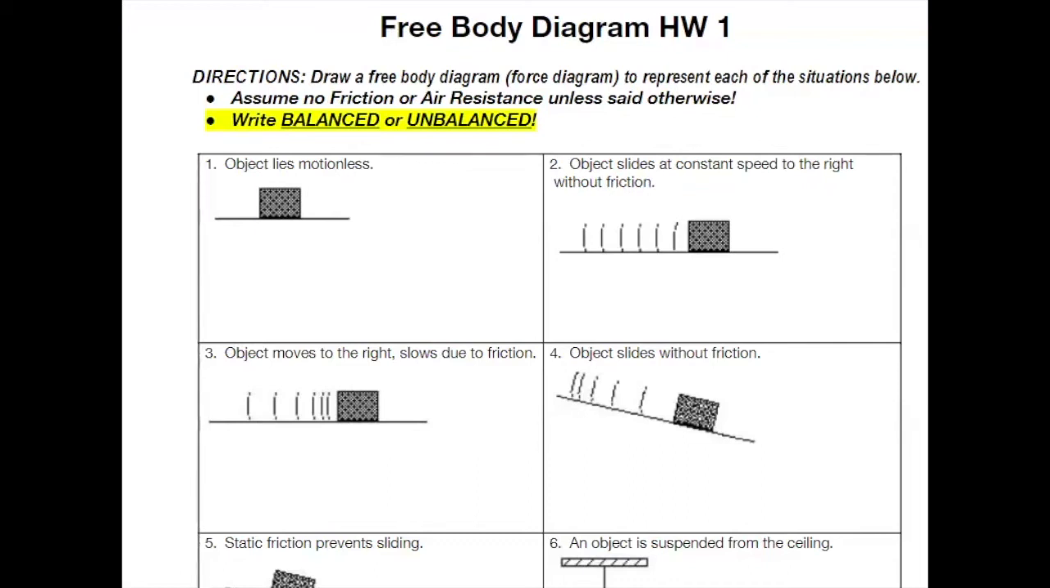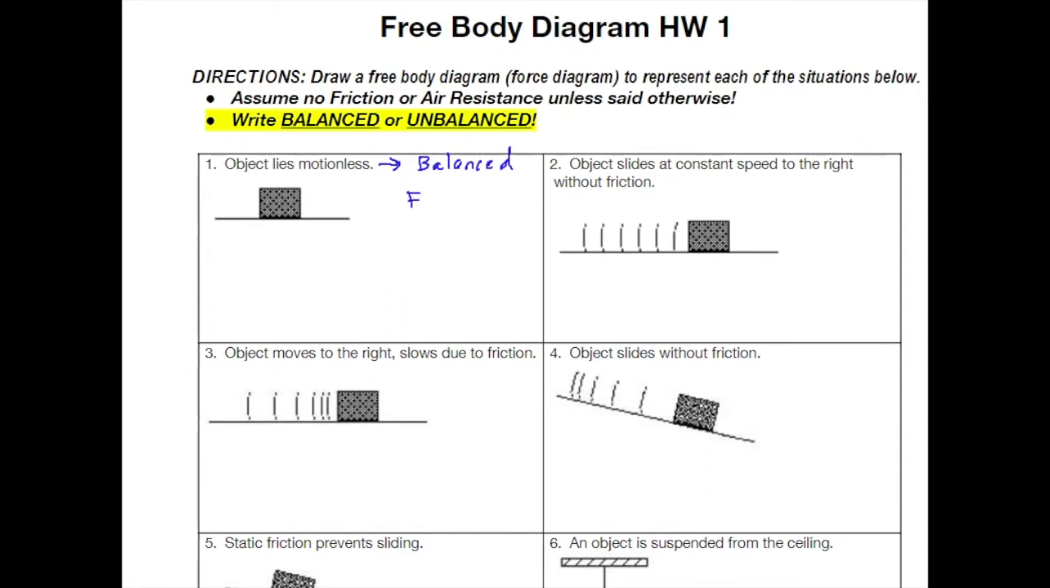All right, guys, let's take a look at our free body diagram, homework number 1. So the first problem we have here is an object lying motionless. Well, motionless right off the bat is telling us that this is experiencing balanced forces. What forces are acting on this object as it lies motionless?